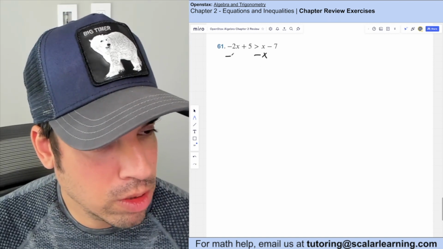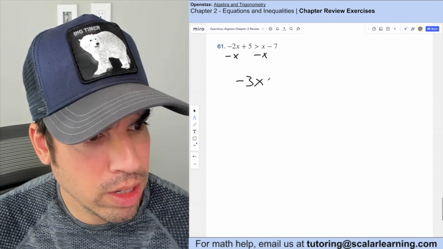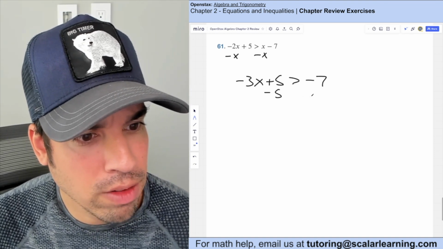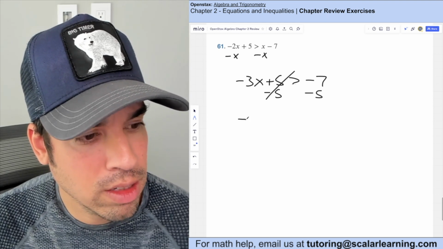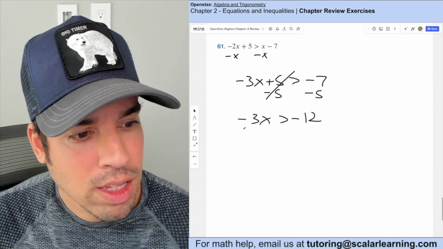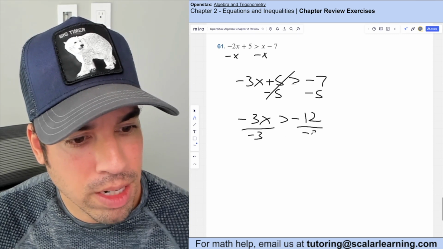I'm going to start by subtracting x from both sides. That's negative 3x plus 5 is greater than negative 7. Then I'm going to subtract 5 from both sides like so, and that's negative 3x is greater than negative 7 minus 5 is negative 12. Last but not least, we're going to divide both sides by negative 3.